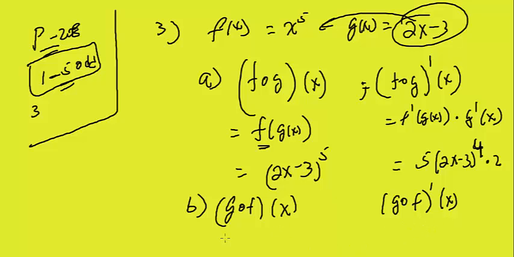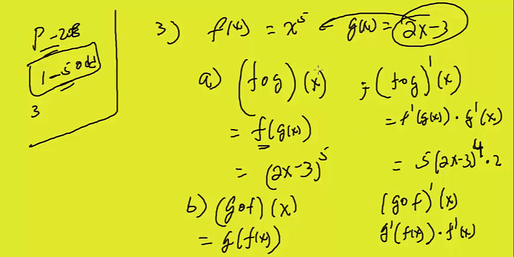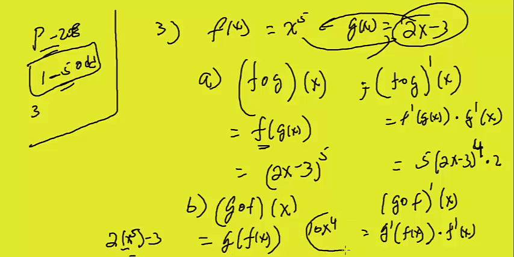Okay, this means g of f of x. This means take the derivative of that, which is g prime of f of x times f prime of x. That's what that means. So let's go find this. This means now take f, put it in g, so you're going to end up getting 2 times x to the 5th minus 3, so that's done. And of course this means to take the derivative of that, which is 10x to the 4th, and that's done.